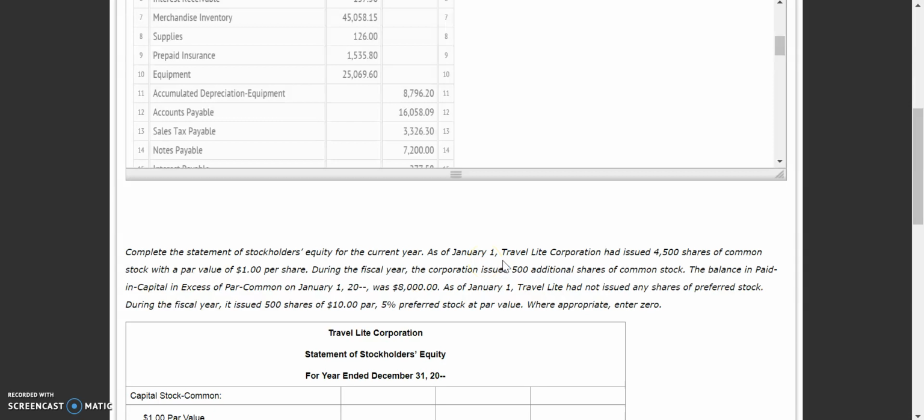As of January 1st, Travel Light Corporation has issued 4,500 shares of common stock with a par value of $1. During the fiscal year, the corporation issued 500 additional shares of common stock. The balance in the paid-in capital in excess of par on January 1 was 8,000, and as of January 1st, Travel Light had not issued any shares of preferred stock. During the fiscal year, it issued 500 shares of $10 par, 5% preferred stock at par value. When appropriate, we can just enter in zeros.